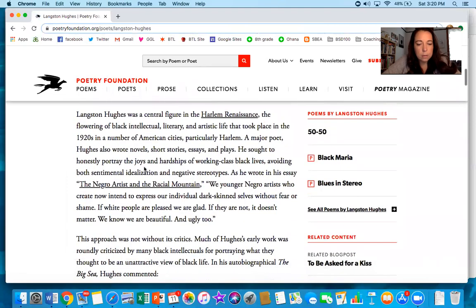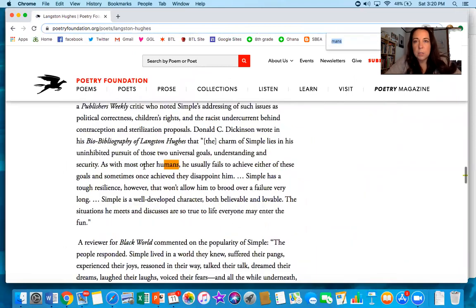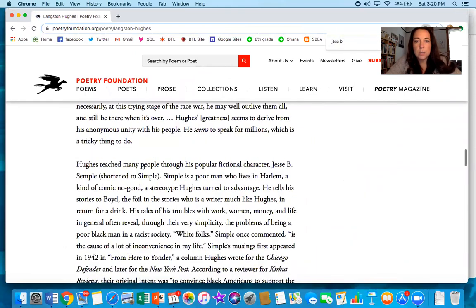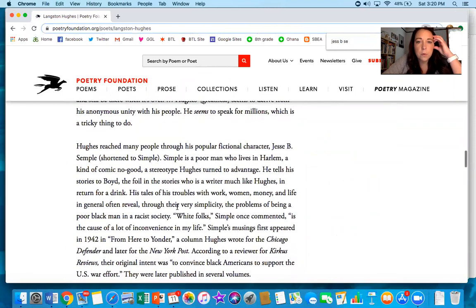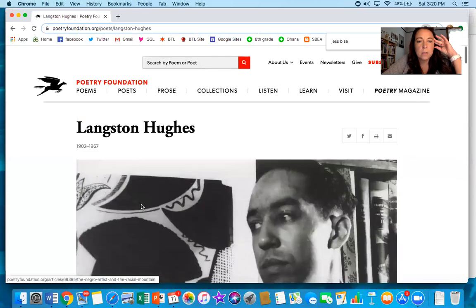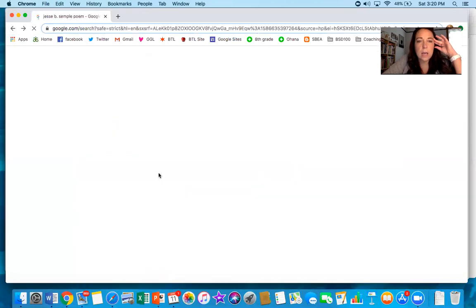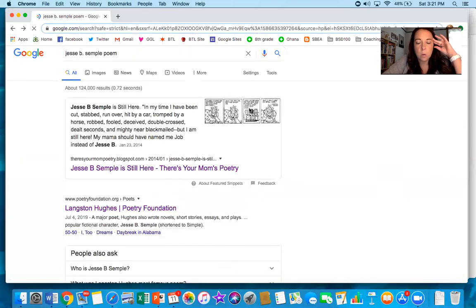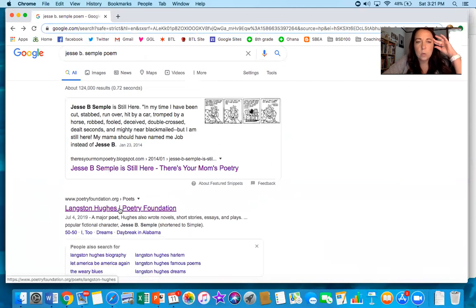Okay, and in the convenience of time, I'm just going to do a command find and put Jesse B. Simple. Okay, here. Hughes reached many people through his popular fictional character, Jesse B. Simple, shortened to Simple. Simple is a poor man who lives in Harlem, a kind of comic no good, a stereotype Hughes turned to advantage. So that other website that we saw seems like Langston was doing some comic work and was using this character.